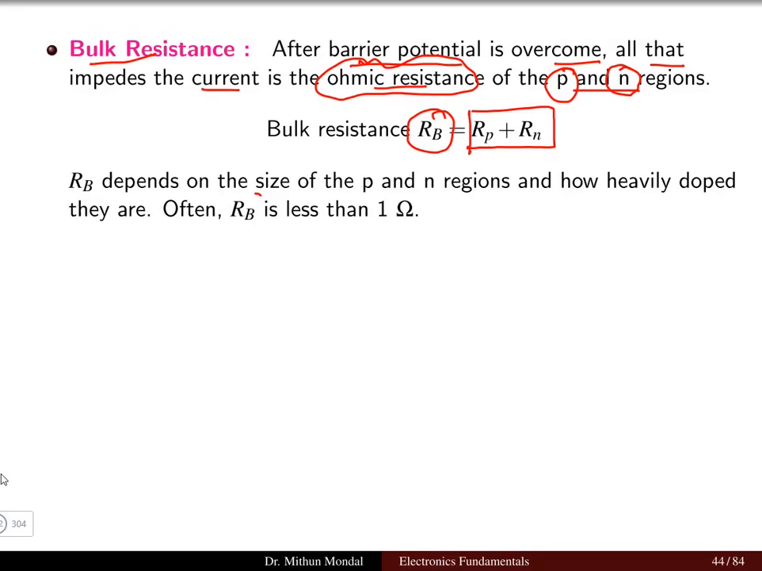Usually this bulk resistance is less than 1 ohm, and it depends upon the size of the material forming the P and N regions and how heavily doped they are. So usually this is less than 1 ohm. If it is given in the problem, we have to take it into consideration, otherwise we can leave out the bulk resistance.